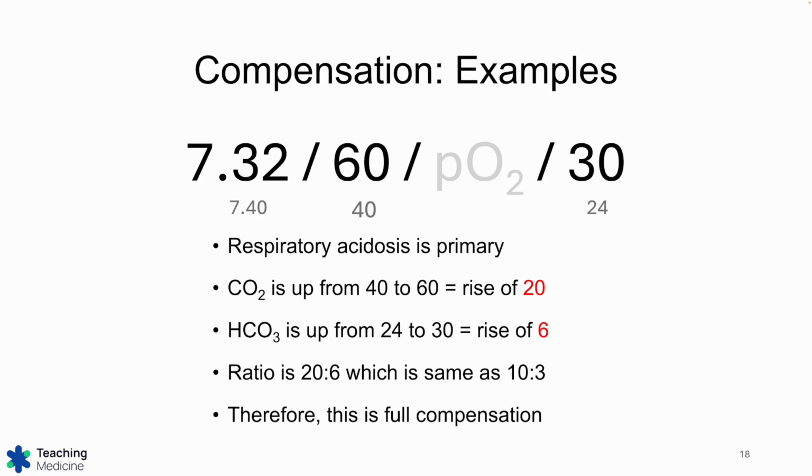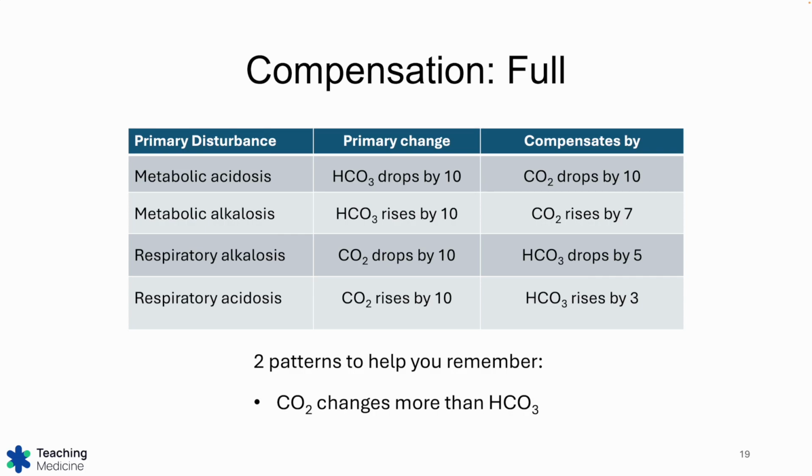And again, you can see the pH is just outside of 7.35. So if we did the shortcut, we would say, oh, look at that. We've got primary respiratory acidosis. We can see that there's metabolic compensation. And because the pH is just outside of the normal range, this is probably full compensation, and we just proved it with the ratios. So here's a couple patterns for you to help remember these numbers.